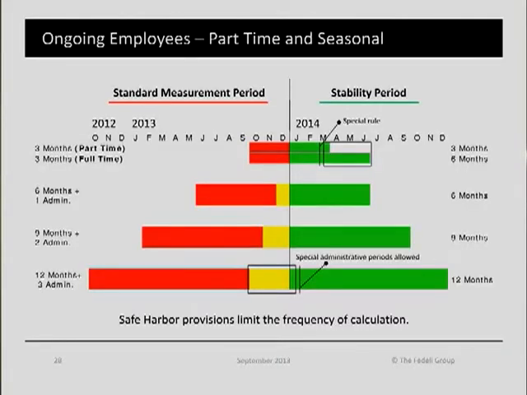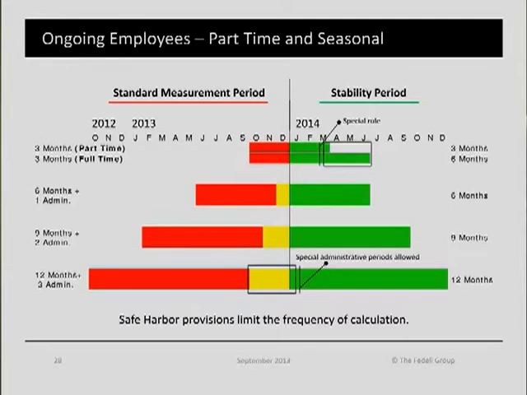So this is ongoing employees. And what you have here is really four options, or four different scenarios. On the left you see the standard measurement period. So this is really the look-back period. And again, this is the employer looking at their ongoing employees. An ongoing employee is someone who's worked as an employee for the entire measurement period. So you have, in this example, 3, 6, 9, or 12 months as the measurement period. Now the employer can adopt any one of those.